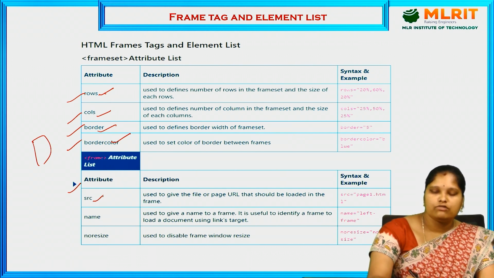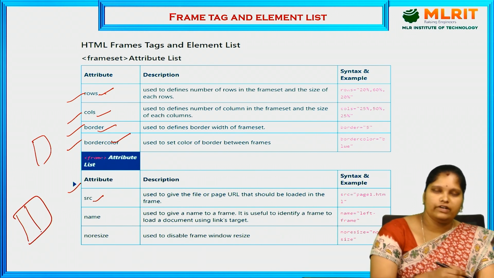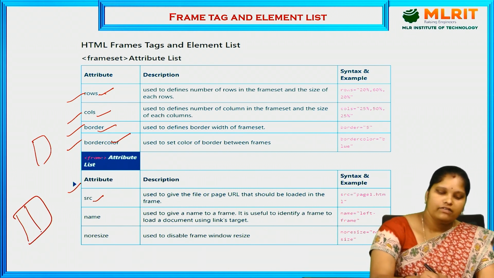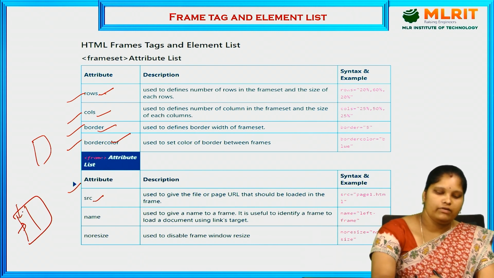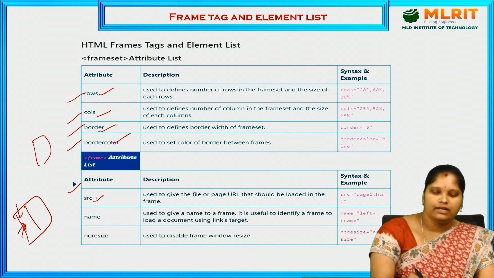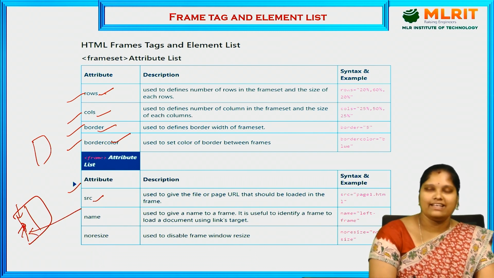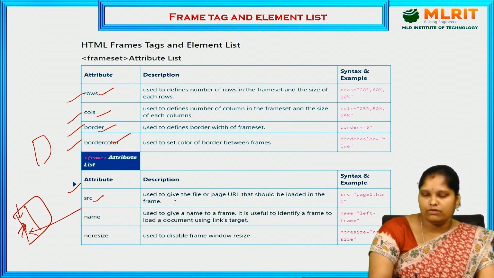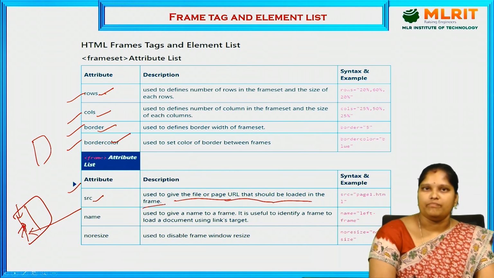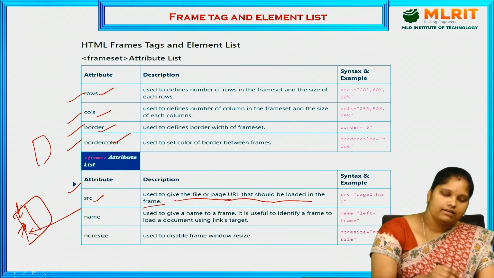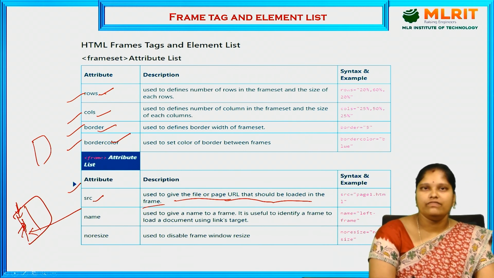First one is source. I want to divide the window into two frames. First, you need to give the source of frame one also. In frame one, whichever page you want, that you give here by using the src attribute. It is used to give the file or page URL that should be loaded in the frame. By giving the URL, that content should be loaded in frames.